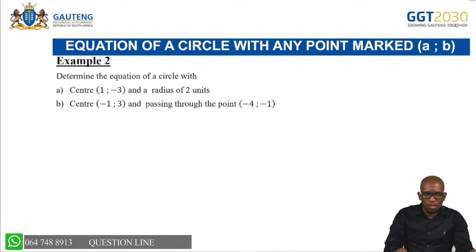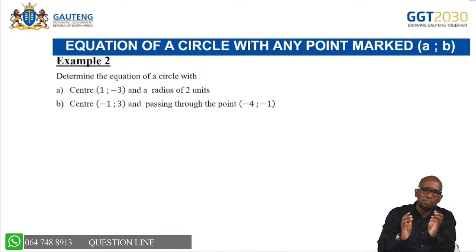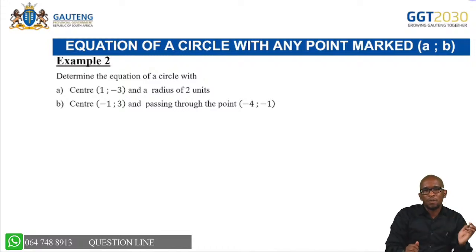Example 2, it's an equation of a circle with center at any point marked A, B. Now, in this case, grade 12, what happens is we have the circle that is centered around the origin, and then we're going to move that circle by A units to the left or to the right, and move the circle by B units up or down. Now, in that case, it means that all the points of that particular circle are going to be transformed by A units horizontally and B units vertically, which means that we can apply the transformation to the original equation.